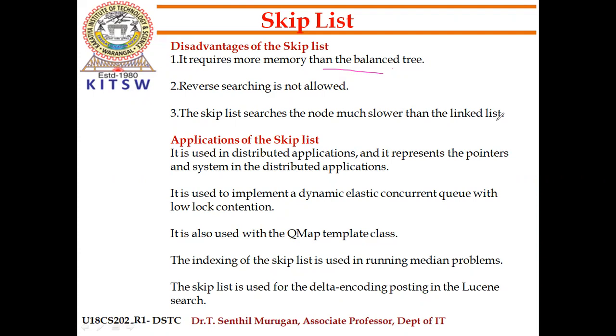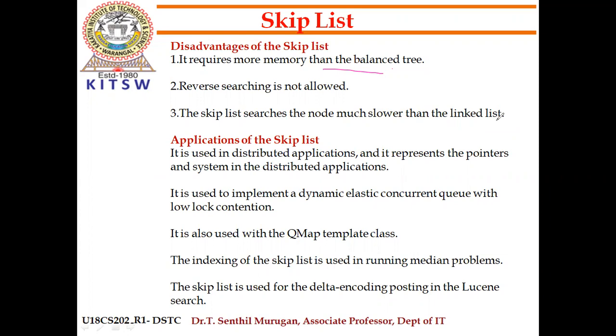The applications of skip list: where are we using this skip list? It is used in distributed applications and it represents the pointer system in distributed applications. So wherever we are using a distributed manner, also the indexed method. Based on the index key values, we are searching the page or elements. There we are using the skip list.